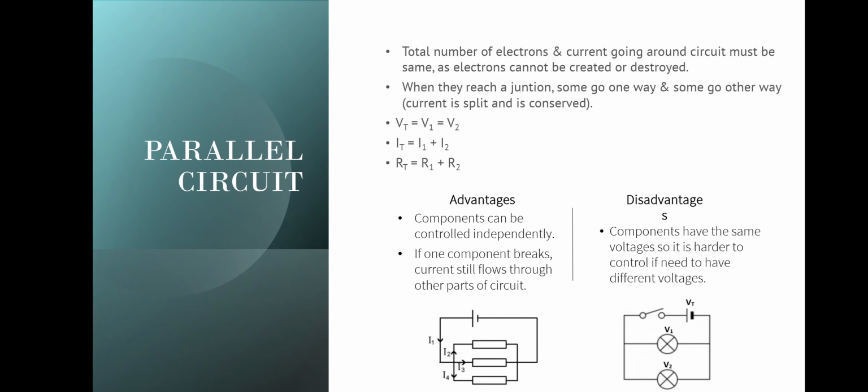Now in a parallel circuit, instead of current being the same, here the voltage is the same and the resistance and current are not the same. The total number of electrons in the current going around the circuit must be the same, because electrons cannot be created or destroyed. So when they reach a junction, some of the electrons go one way and some go the other way, so current is conserved. This is the explanation for why the current is not the same over here.